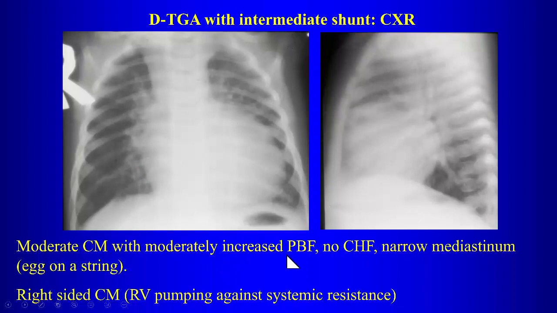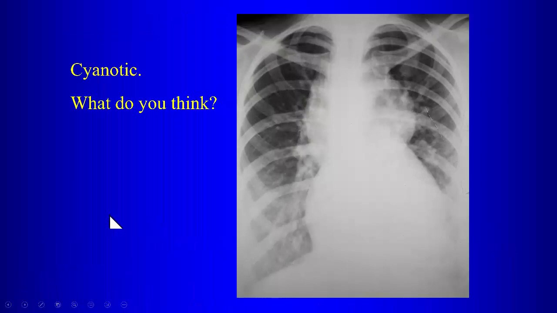So moderate cardiomegaly, increased pulmonary blood flow, narrow mediastinum, the egg on a string appearance, and these patients will be cyanotic. All right, so another patient with increased pulmonary blood flow, and I'm telling you that the patient is cyanotic. What do we favor here and why? So why do we favor that?